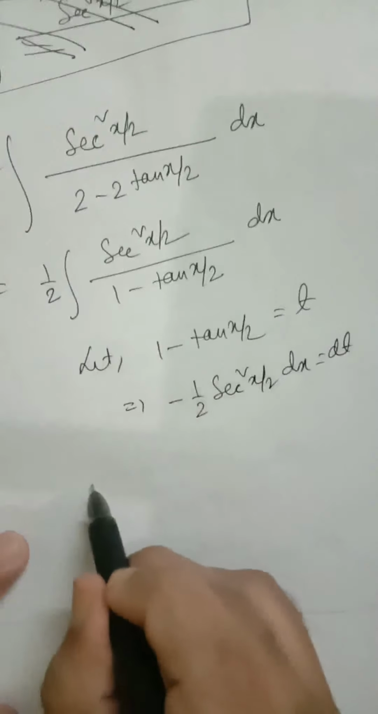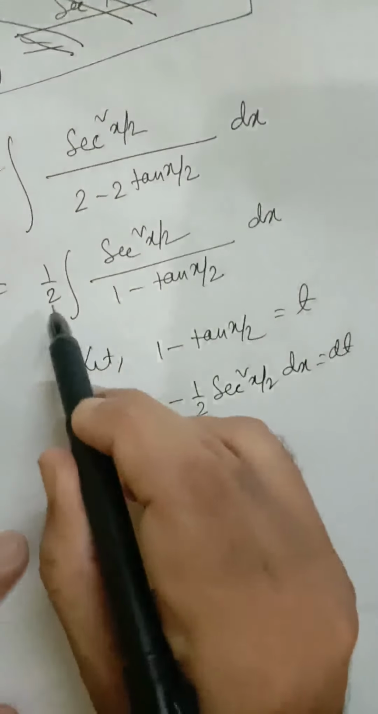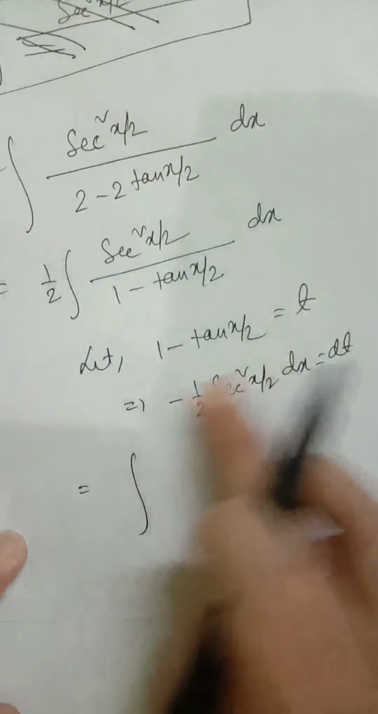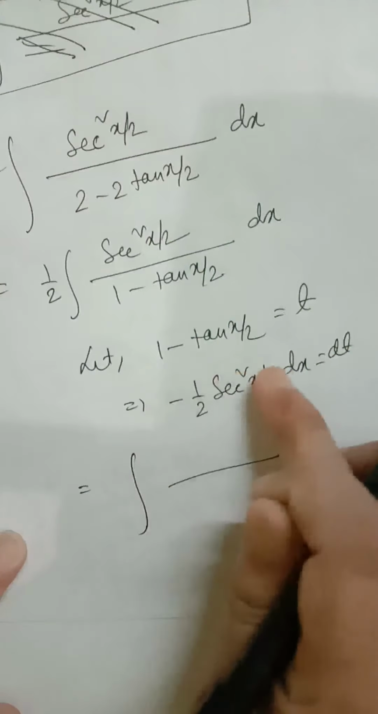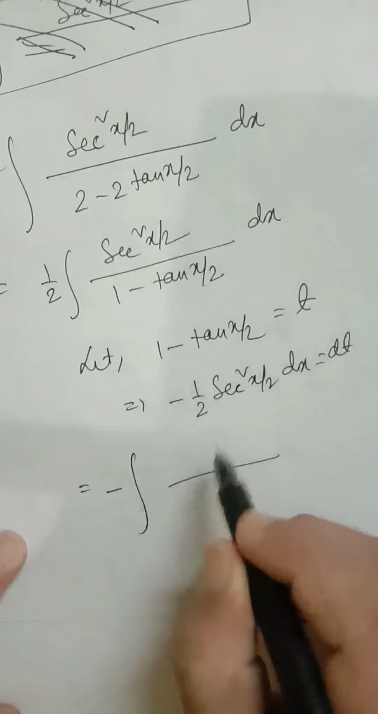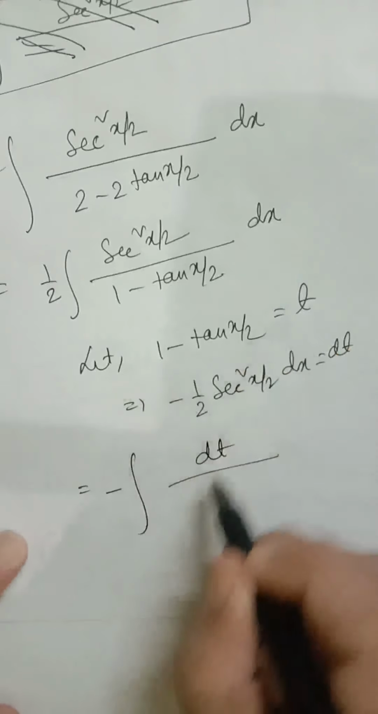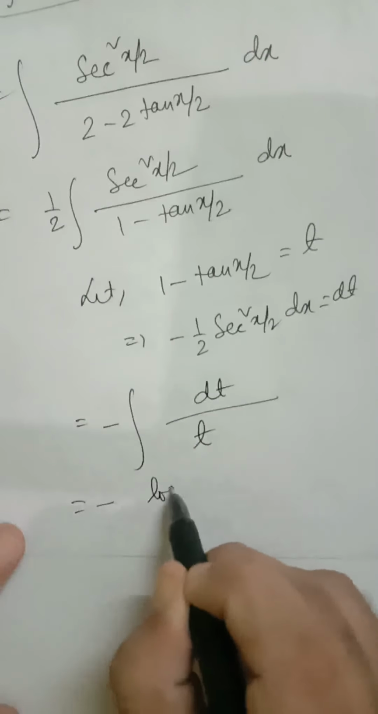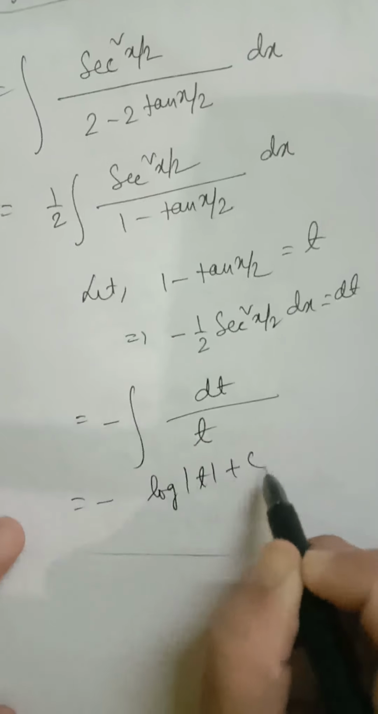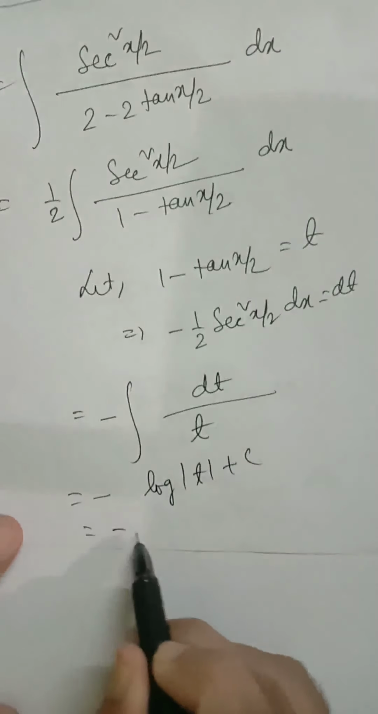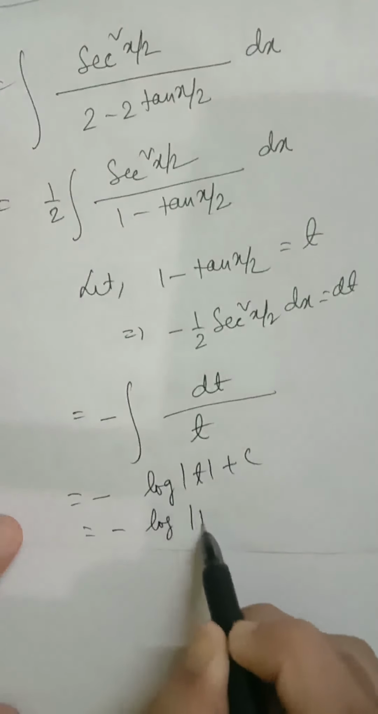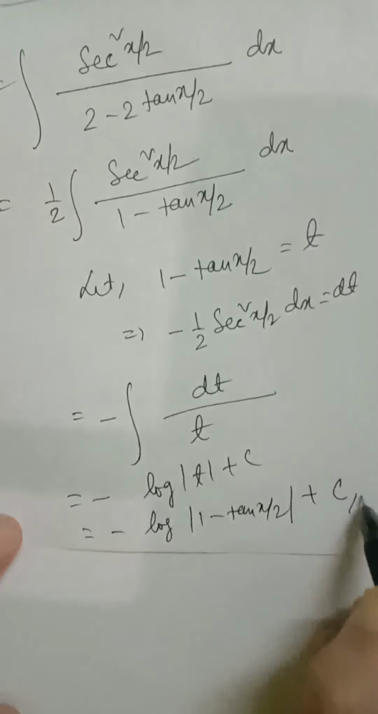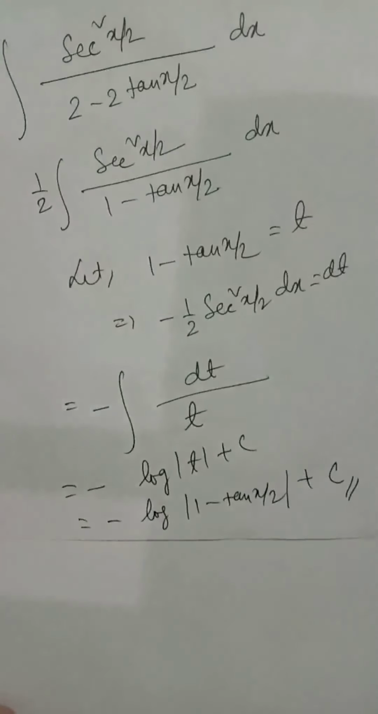So half into sec square x by 2 dx, if we use this, is minus of dt, and this is t. We know integration of 1 by t is log of t, and log of t equal to 1 minus tan x by 2 plus c. So this is the solution.